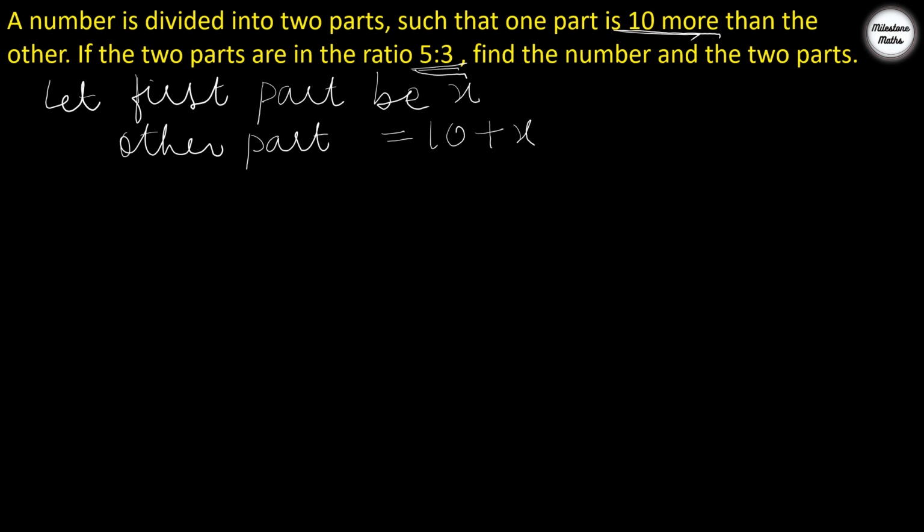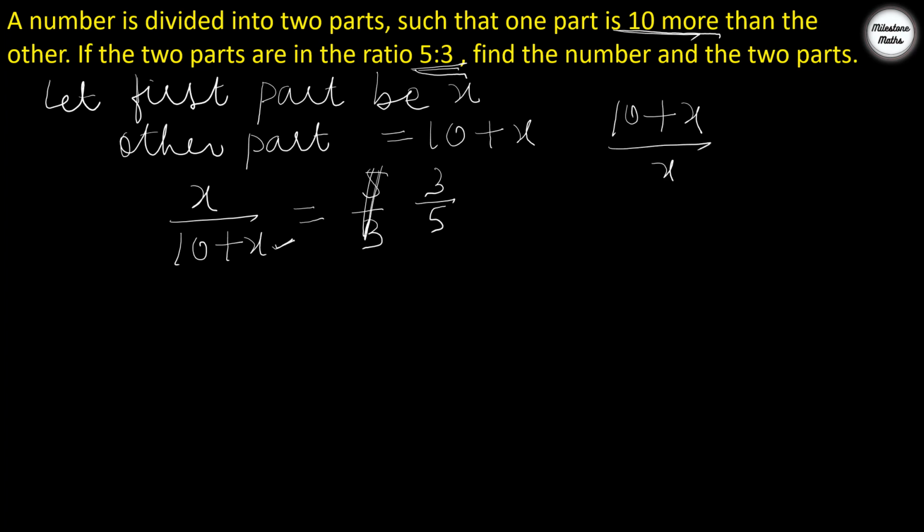Now the ratio is given as 5:3. So you will take the ratio x by 10 plus x. Can you take 5/3 like this? You can't, because 10 plus x is the greater part. So this ratio should be taken as 3/5. If you want to take 5/3, then you have to write 10 plus x by x equals 5/3. This way you can take it. But I have written x above, so I should write 3 here.